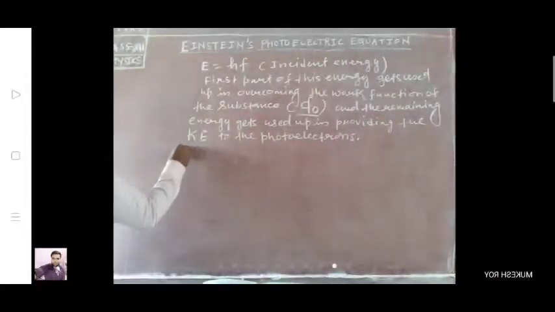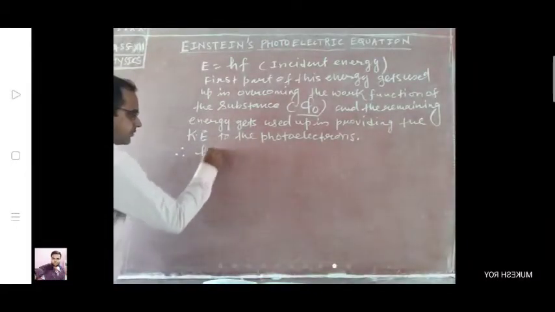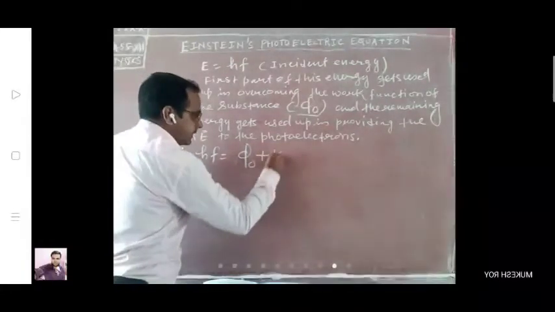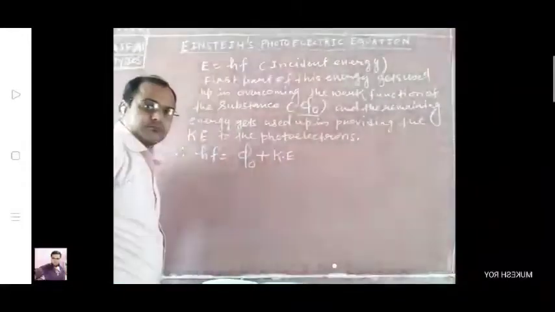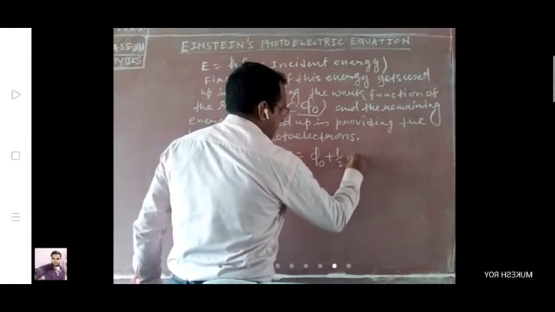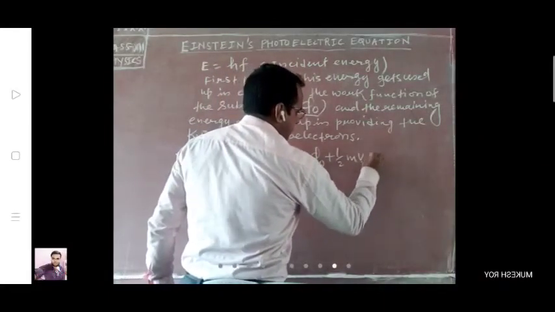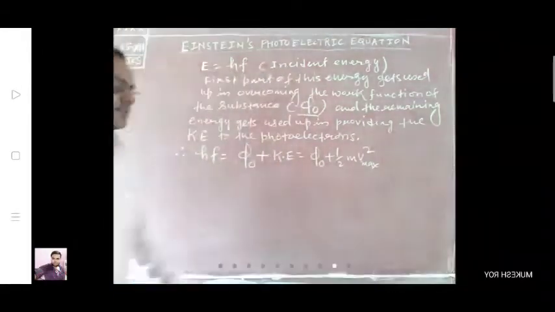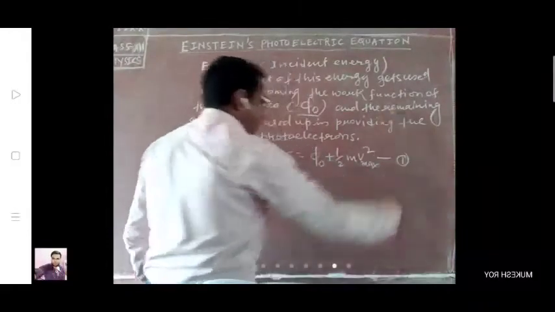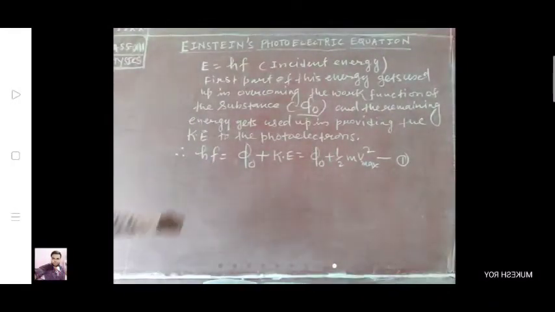So therefore we have HF total equals sum of work function and kinetic energy. It can also be written as phi naught plus half m v max square. Right? This is Einstein's photoelectric equation. This is your equation number one. Einstein's photoelectric equation we have stated.